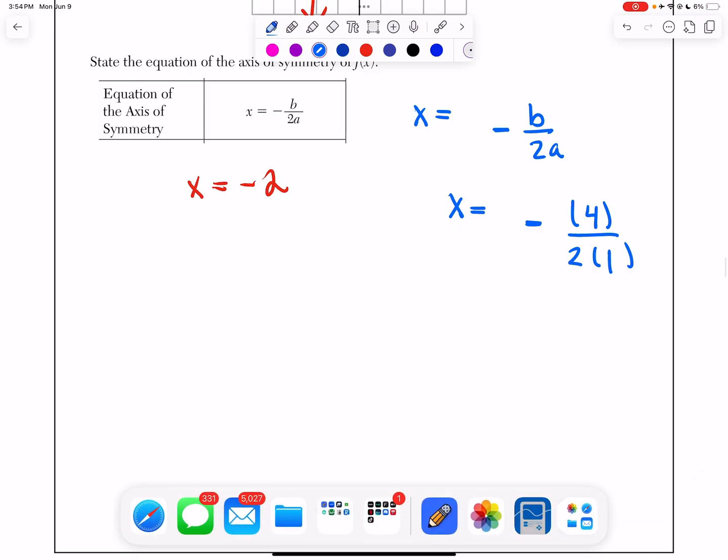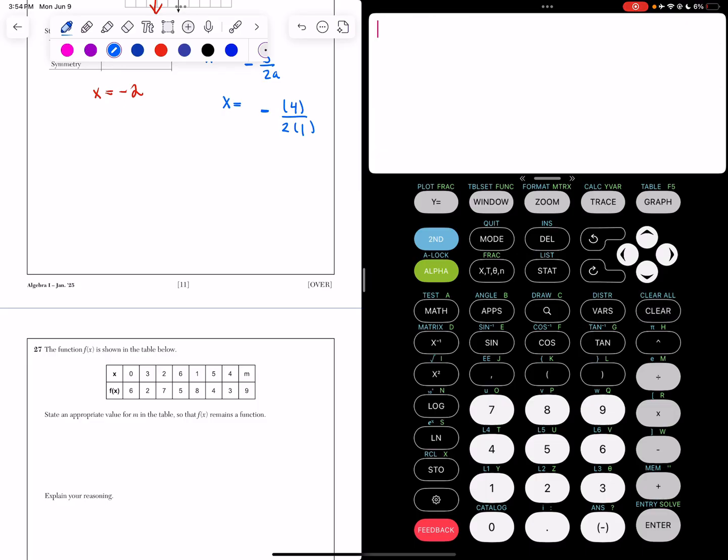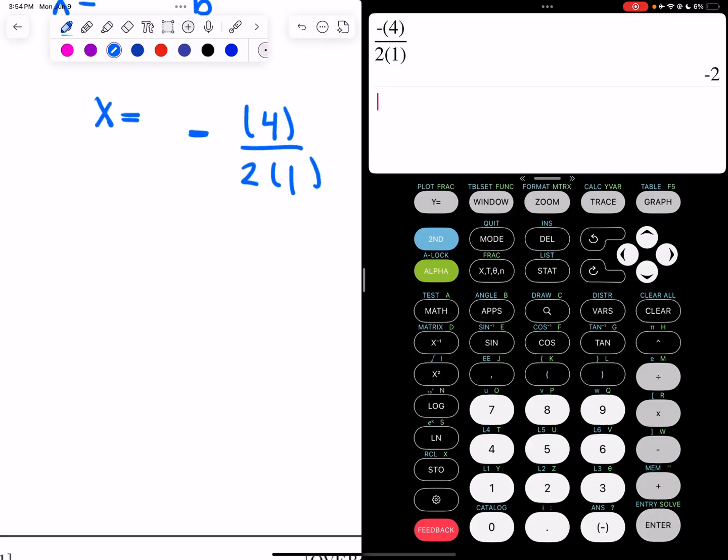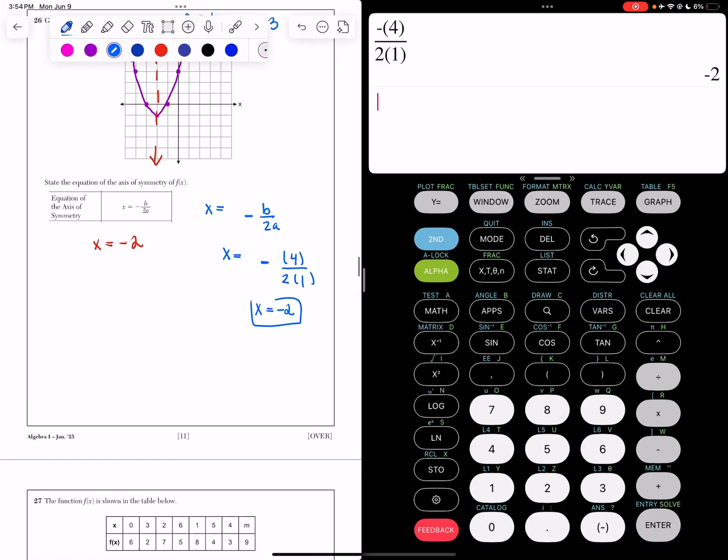If I type that into my calculator, let's see what we get. Negative parenthesis 4, close it, over 2 parenthesis 1. And I hit enter, I get -2. So my final answer is x equals -2, which is exactly what we got by looking at our graph.